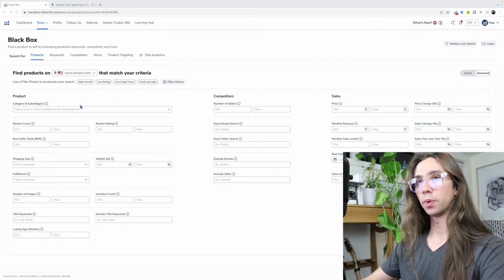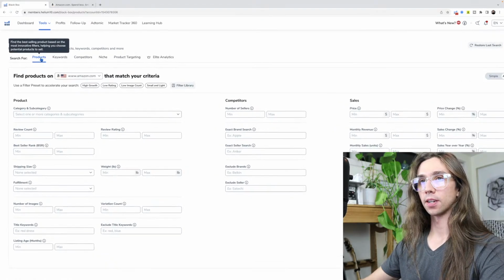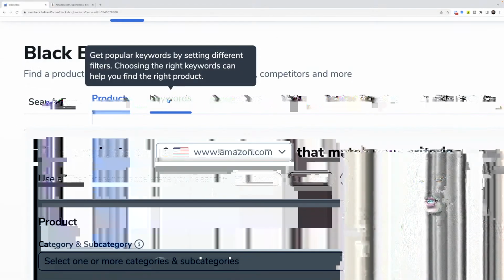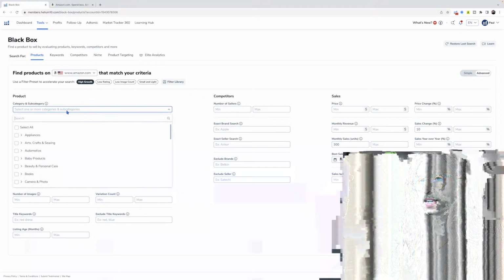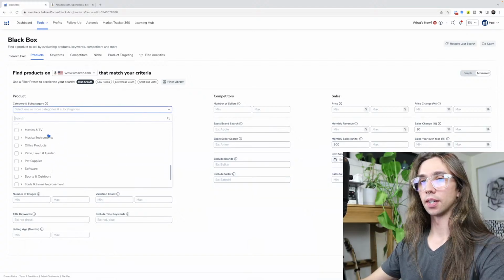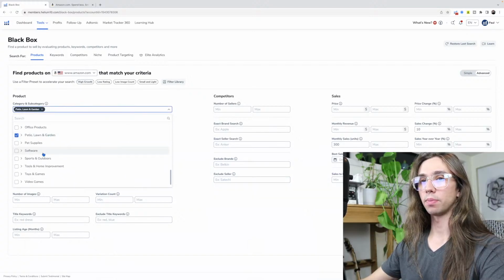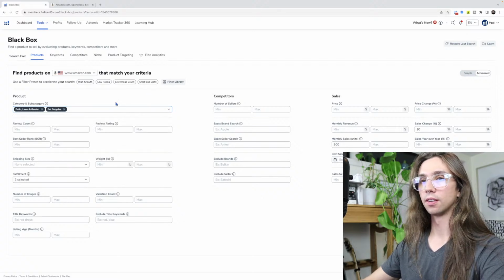So we're going to be starting with just the normal products section here. Normally, I'm quite a fan of using the keywords, but we're going to just be doing products, and I'm going to be going for high growth. I'm going to select some categories. Why don't we just do a few? So let's just go patio, lawn, and garden, and pet supplies. We'll start there. If you have any ideas, chat, feel free to let me know.